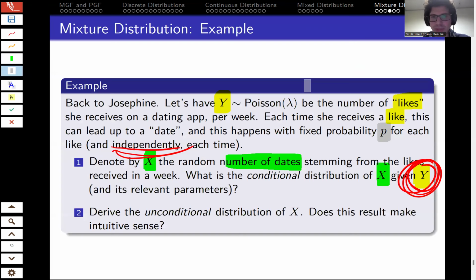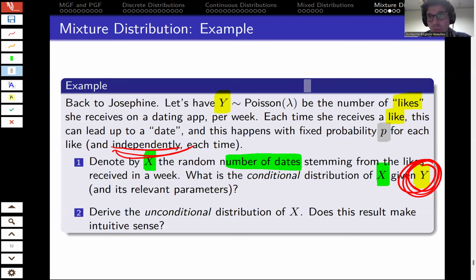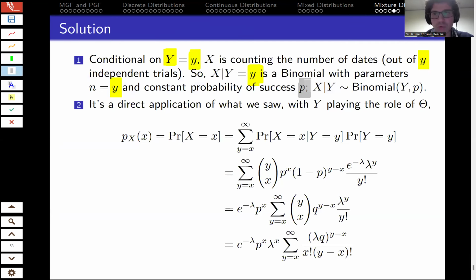So you see, this is an illustration of what I meant here: two layers of randomness. First, she randomly gets a certain number of likes, and then the second step of randomness, out of those likes, she gets a random number of dates. But the distribution of those dates given the likes is known. It's a binomial here, provided the assumptions of independence and fixed probability p are met.